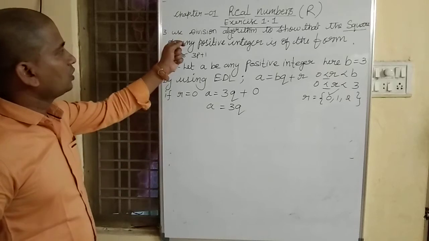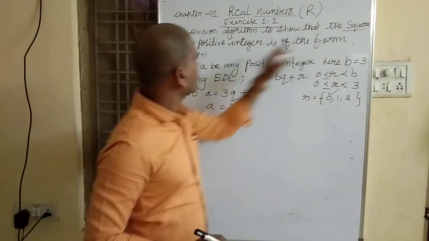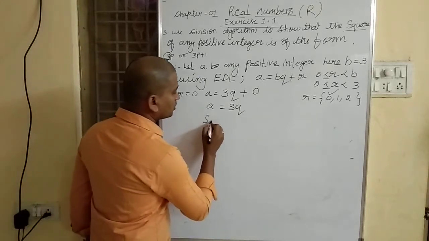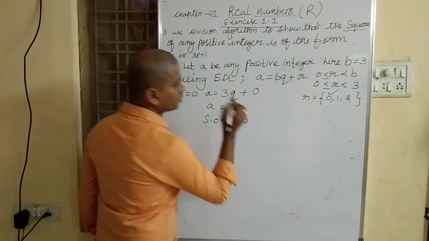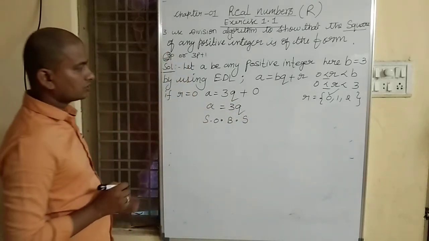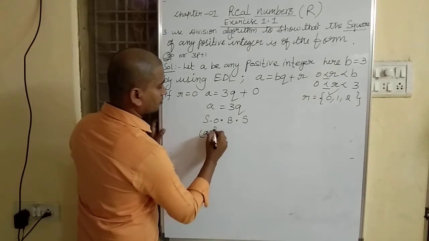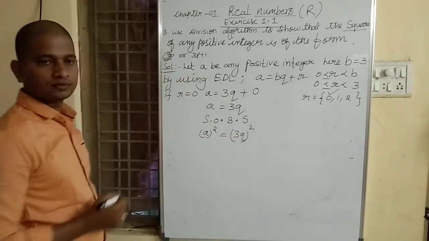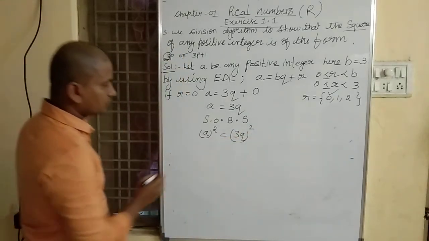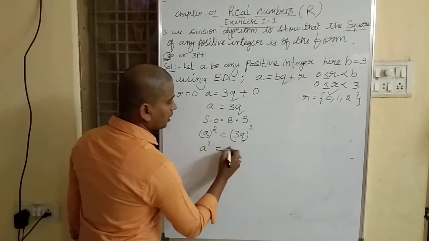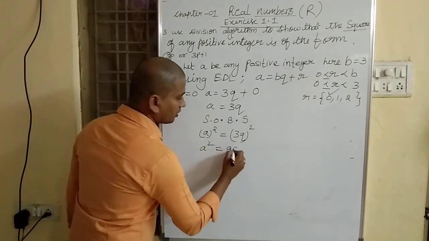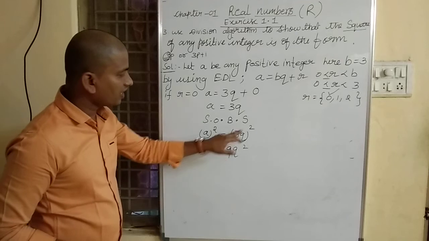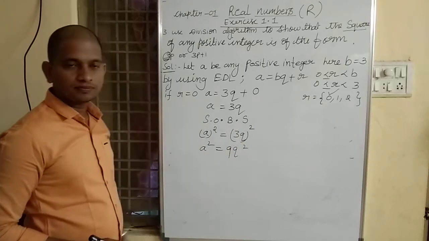But the question is what? Use division algorithm to show that square of any positive integer. Square. So what we have to do? We have to do squaring on both sides. So that is a square is equal to 3q whole square. So a square equal to 3 square, 9q square, as 3 square belongs to 3 as well as q.